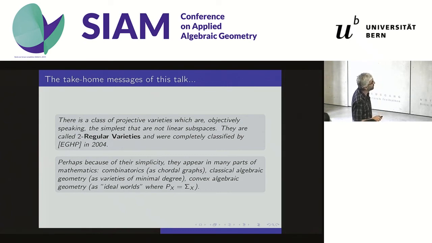Perhaps because of their simplicity, they appear in many parts of mathematics: in combinatorics as chordal graphs, in classical algebraic geometry as varieties of minimal degree, in convex algebraic geometry as ideal worlds, where Px is sigma X, and hopefully they will appear in many other places in your research.